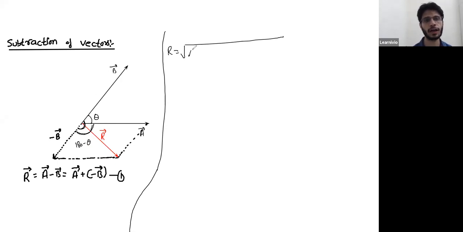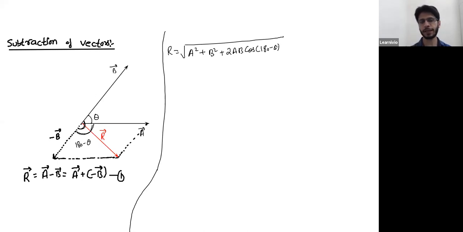So if I add A and B, I will use the parallelogram law, which says that the magnitude of vector R is root over A square plus the magnitude of minus B. So it's basically B square. This negative sign takes care of direction. Magnitude is a strictly positive quantity. Plus twice of vector A, vector B, cos of 180 minus theta.